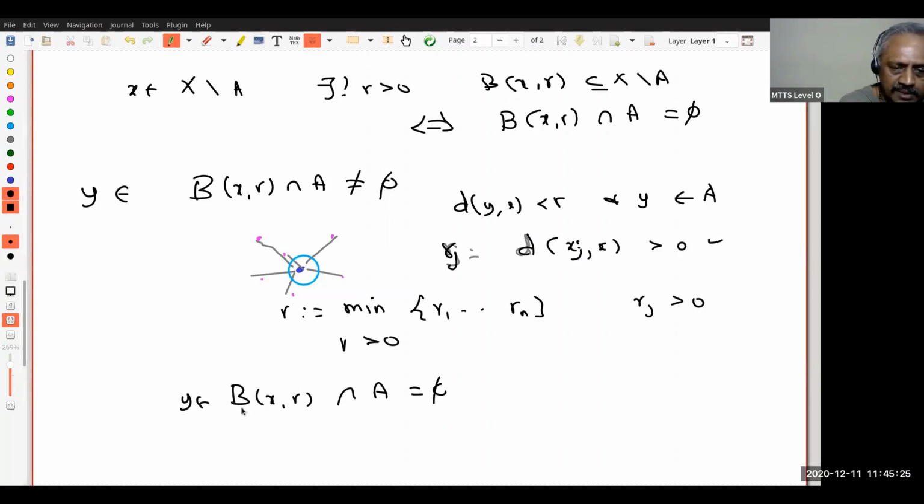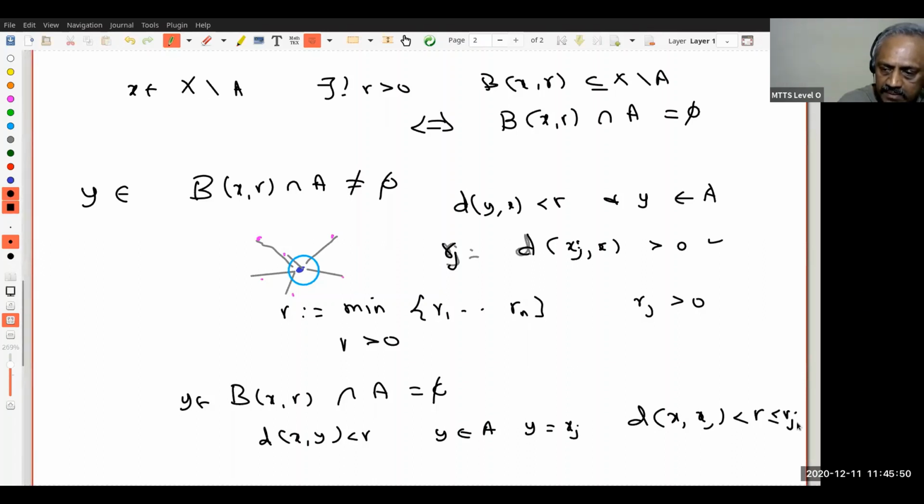If y belongs to that, the distance between x and y must be less than r, but y is in A, that means y must be some xj. Therefore, I get that the distance between x and xj is less than r. But the distance between x and xj is rj. So what is the contradiction I get? rj is strictly less than r, because there is a strict inequality here. So I get rj strictly less than r, but r is less than or equal to rj. This is absurd.